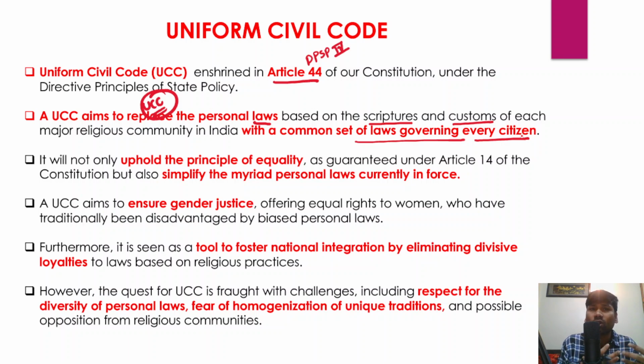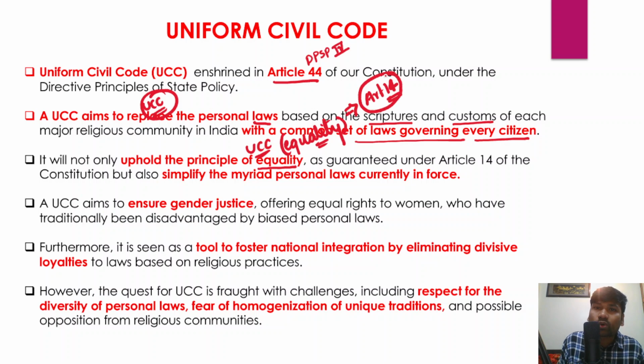And in fact, it will not only uphold the principle of equality. The Uniform Civil Code will uphold the principle of equality. So that is one aim and objective of implementing the UCC. Equality has been mentioned in the Fundamental Rights, Article 14 of the Indian Constitution. Along with ensuring equality, as of now we have different personal laws, so it becomes more and more complex. It creates a lot of confusion. Therefore, a uniform civil code or a single common law would simplify the myriad personal laws currently in force in this country.